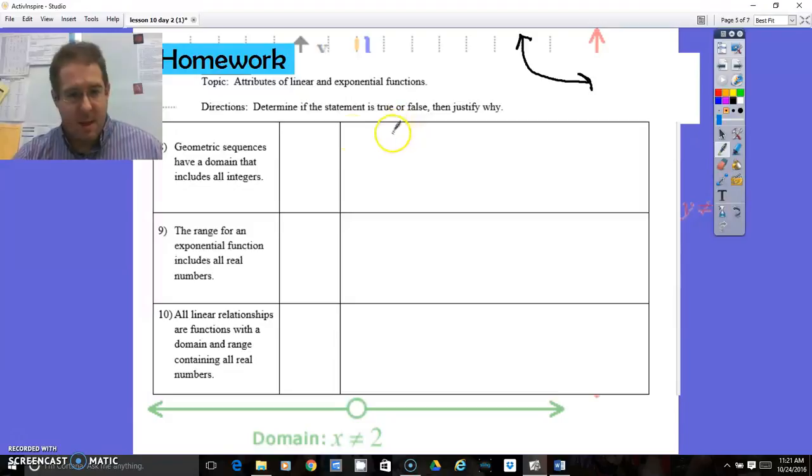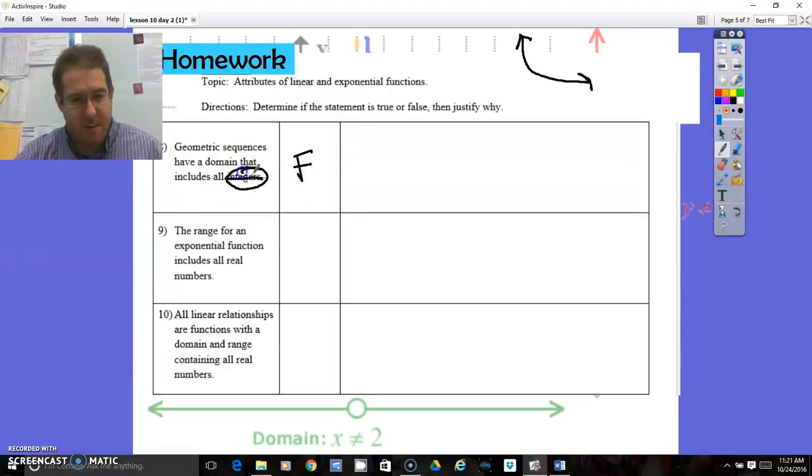I was thinking just integers. Oh, I was right to begin with. No, it's not integers. It would be all real numbers. Oh, that's a tricky one. It doesn't just have to be the whole numbers and the opposites, which would be negatives, but it can actually be any number. So technically that is false. Oh, that's such a tricky one.